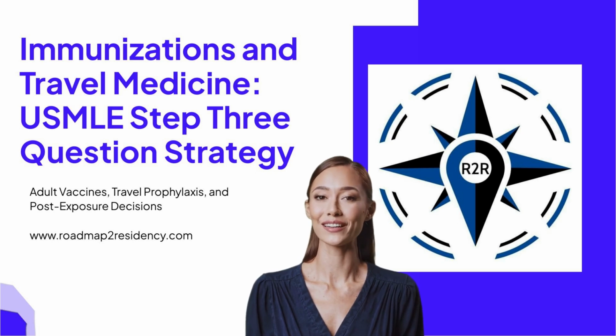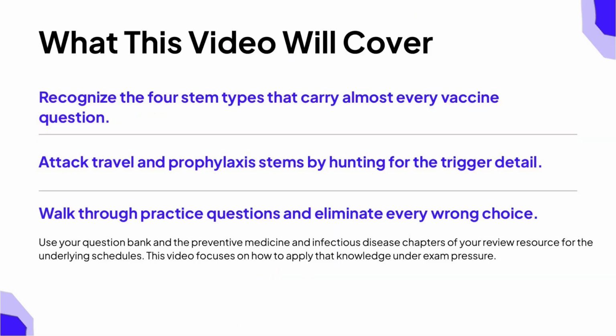Let us get started. Here is what we are going to cover. First, we will learn the 4 stem types that carry almost every immunization question on this exam, and how to sort a stem into one of them within seconds. Second, we will attack travel medicine and prophylaxis questions by hunting for the single trigger detail that decides the answer. Third, we will work through practice questions together and explain exactly why each answer choice is right or wrong.